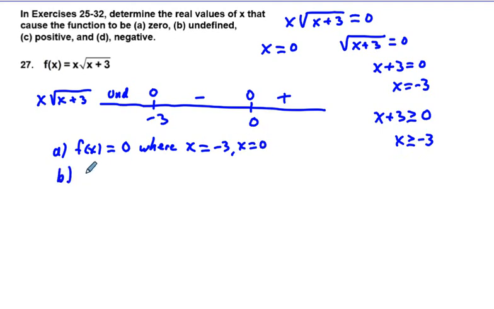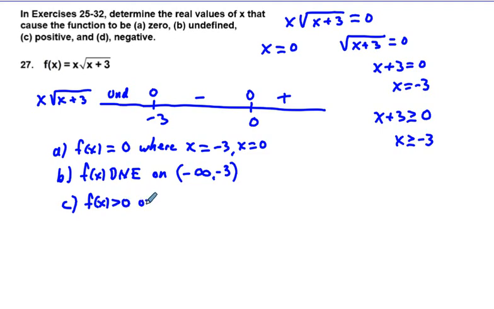B, f of x does not exist on, and it's going to be on an interval here at this point, from greater than negative infinity up to x equals negative 3. C, f of x is positive, or I'll put f of x is greater than 0 on the interval of, we look for the positive, for greater than 0 to less than infinity.